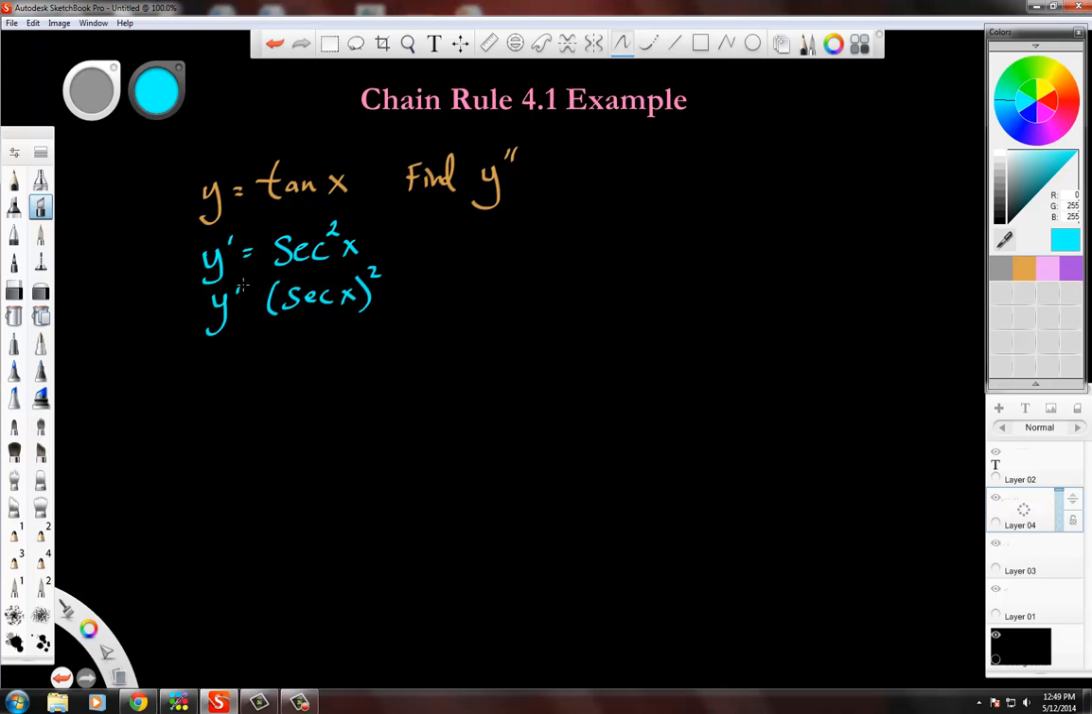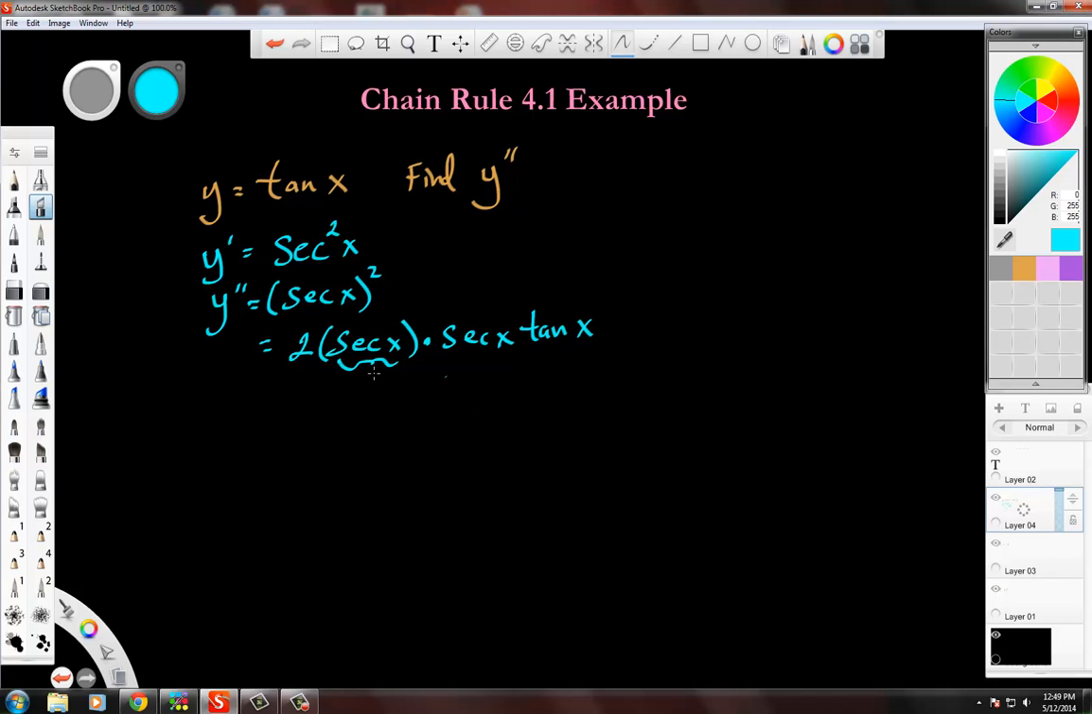Now if we do y double prime of this, we have to apply the chain rule. So this would become 2 times the secant of x to the 2 minus 1 power. 2 minus 1 is of course 1, so we don't need to write that. It's just to the first power, times the derivative of what's inside here. So the derivative of the secant of x is the secant x tangent x.